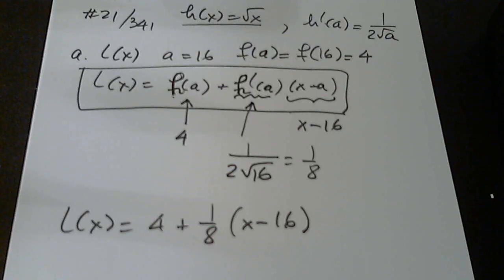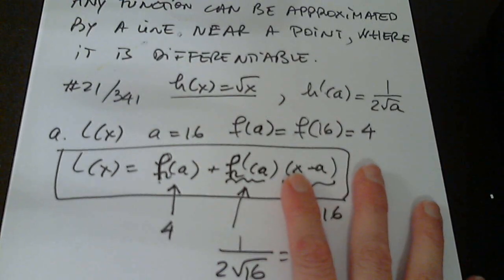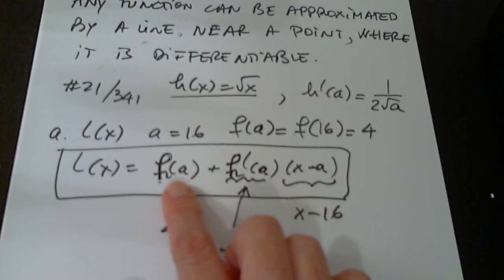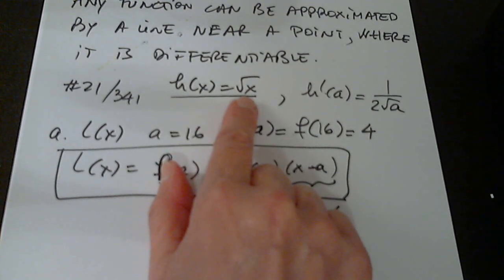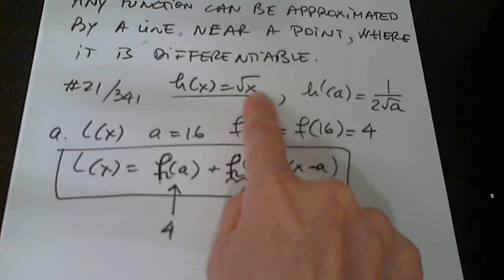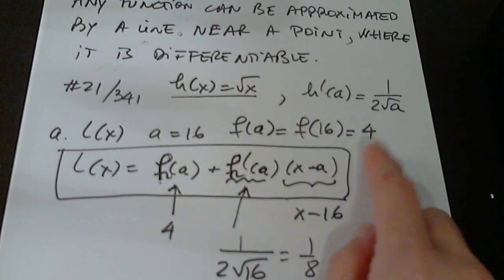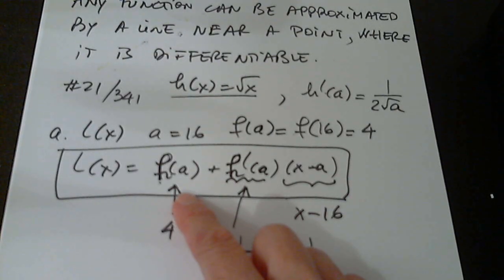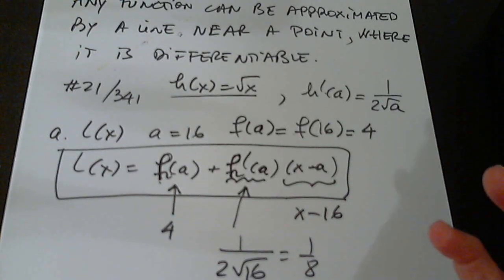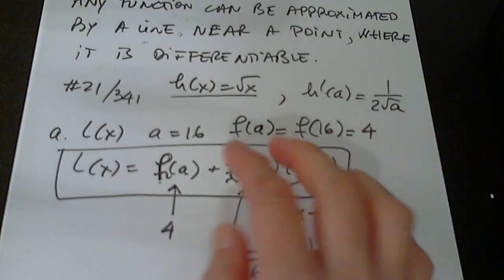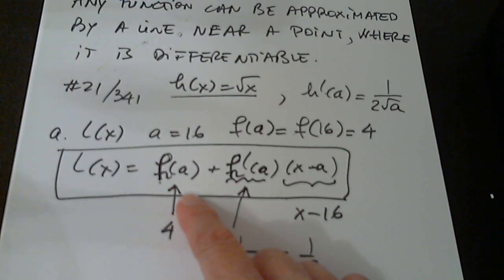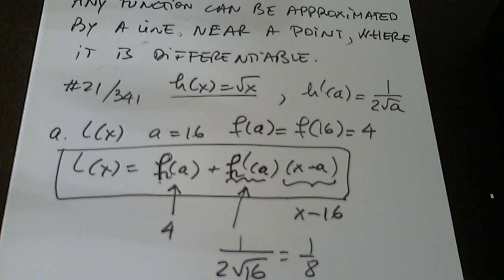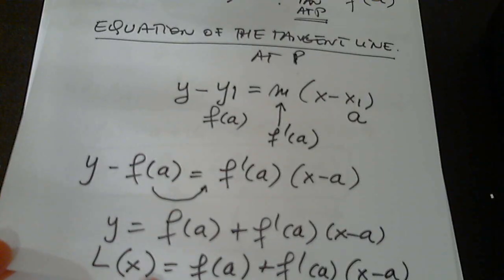Can you re-explain how you got 4 from the 16? You mean here? H of x is the square root of x. So when I plug in a, the square root of 16 is 4. Is that okay? So if it was a different function, like x to the third, you plug it in and then find that out and match your a? Yes. So that's the formula.